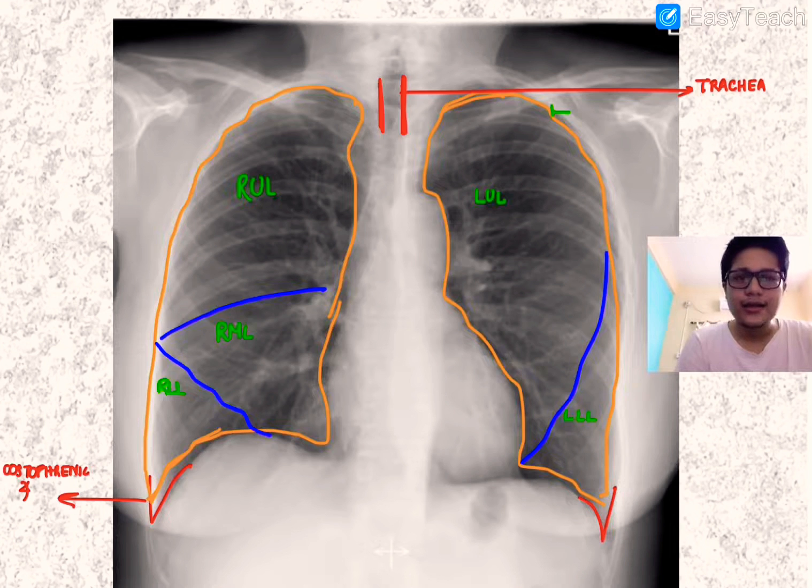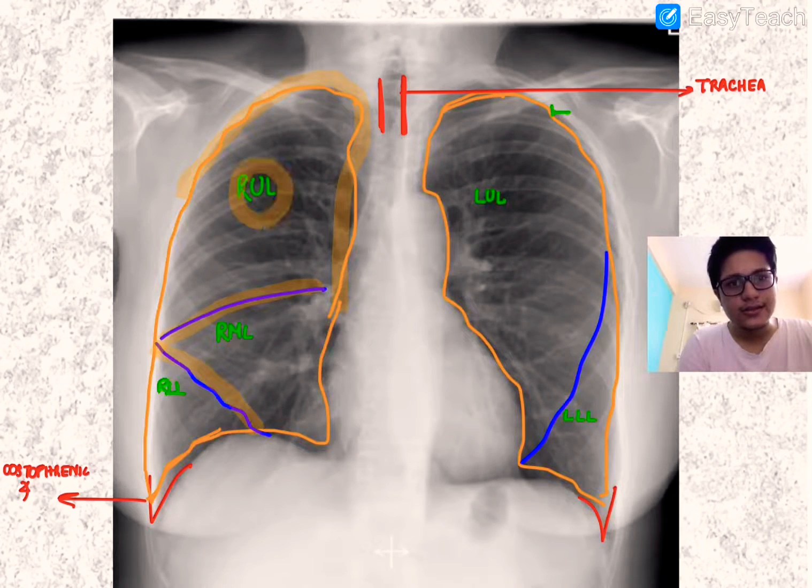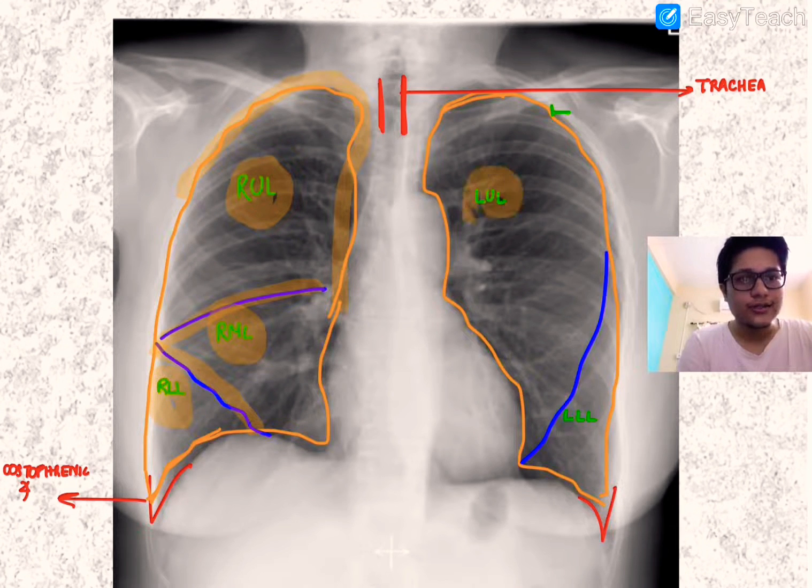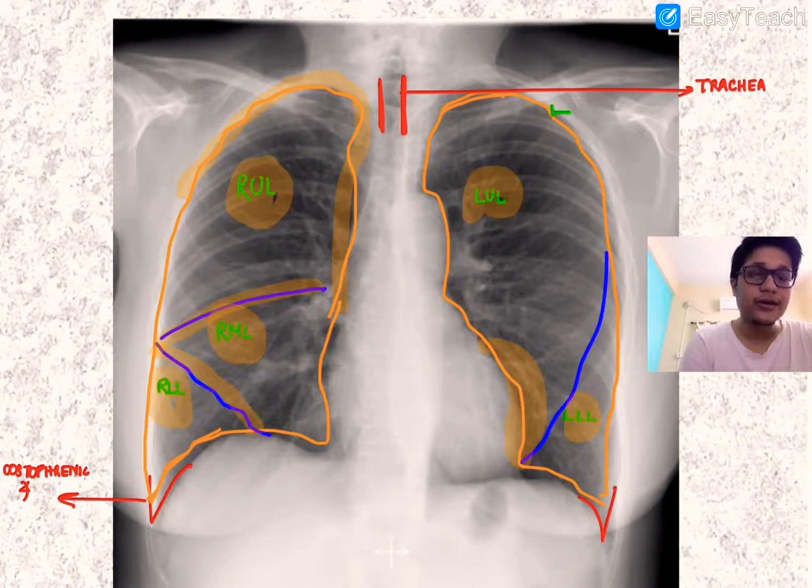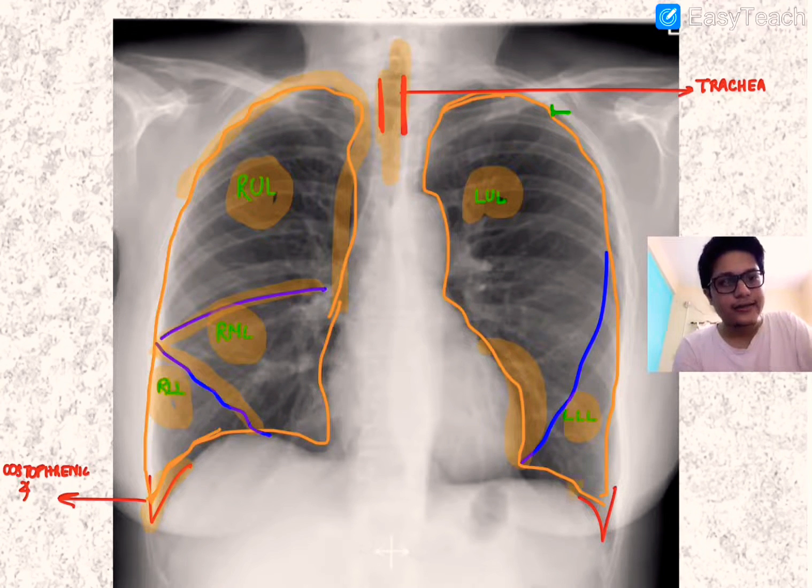As you know, the right lung will have 3 lobes and the left lung will have 2 lobes. These are the 2 fissures. This is the right upper lobe, right middle lobe, and the right lower lobe. This is the left upper lobe and the left lower lobe. The cardiac shadow on the left side will correspond to the lingular segment. This is the trachea. Okay, and these are the 2 costophrenic angles.